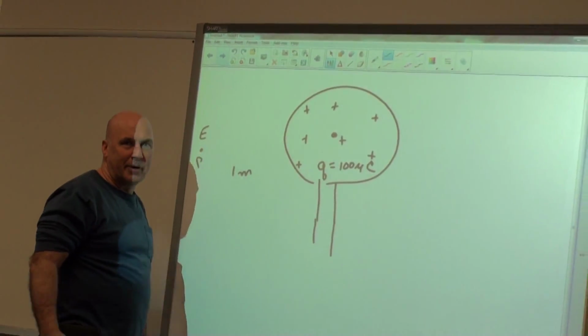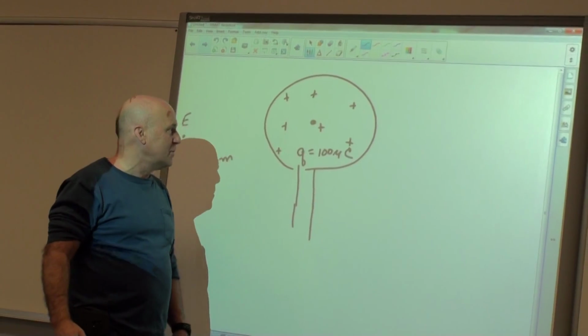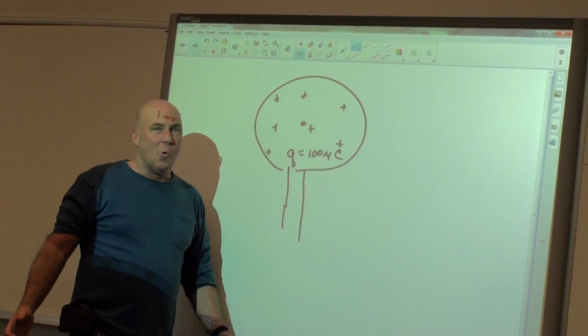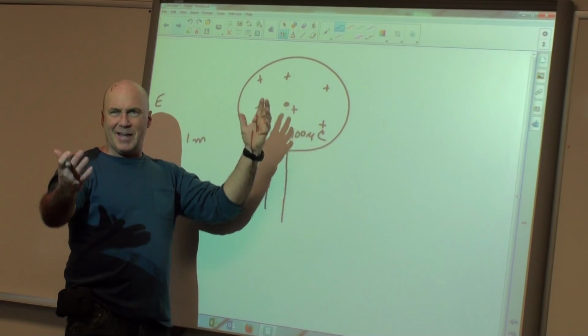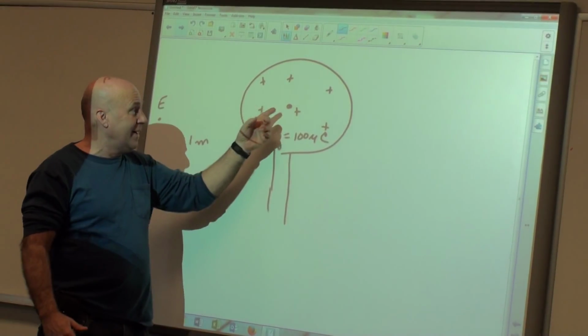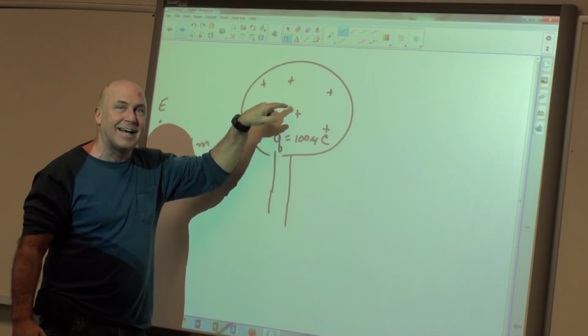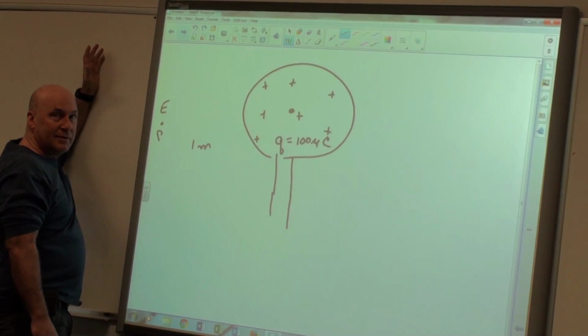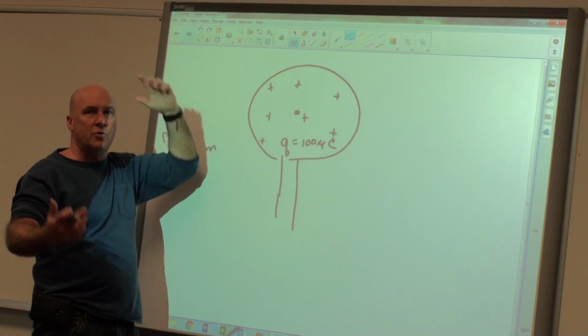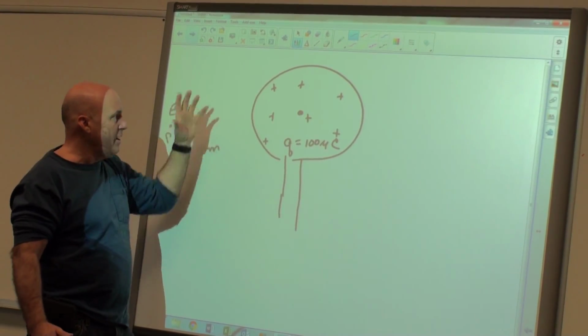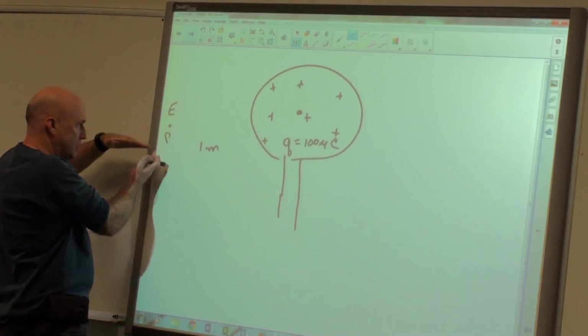Oh, this is going to sound familiar, if you remember previous chapters and previous semesters, where all the mass acted like it was at the center. Remember all that torque stuff we learned last semester? Well, now all the charge acts like it's at the center if you're way out here. You can pretend that's a point charge in the center, and you can use Coulomb's law, KQ over R squared.